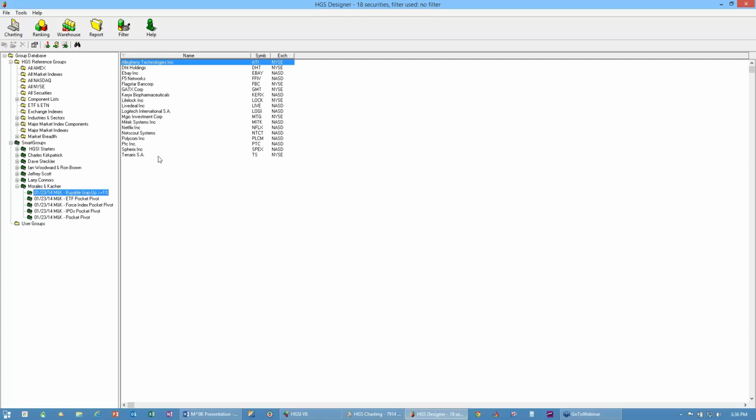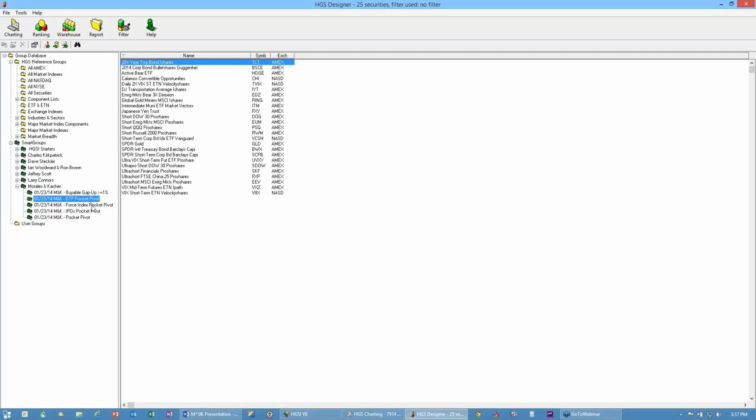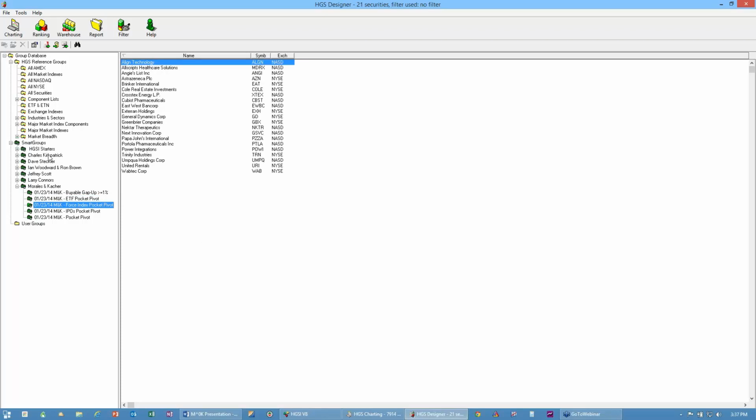Now notice that there were not 25 stocks yesterday, because yesterday was also a very weak day in the market, and there just weren't that many stocks that met the criteria. So if you see your smart groups and they aren't filled out with 25 stocks or ETFs, that means there just weren't enough candidates. I just want to point out that there are other smart groups here. I'm not going to talk about those today.